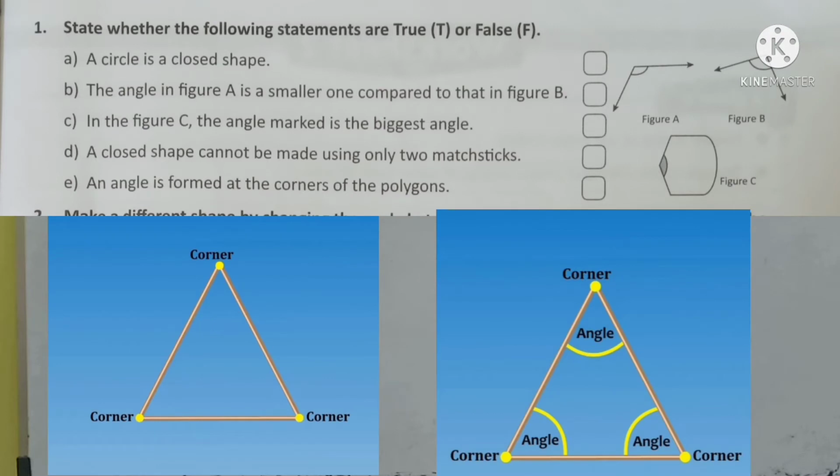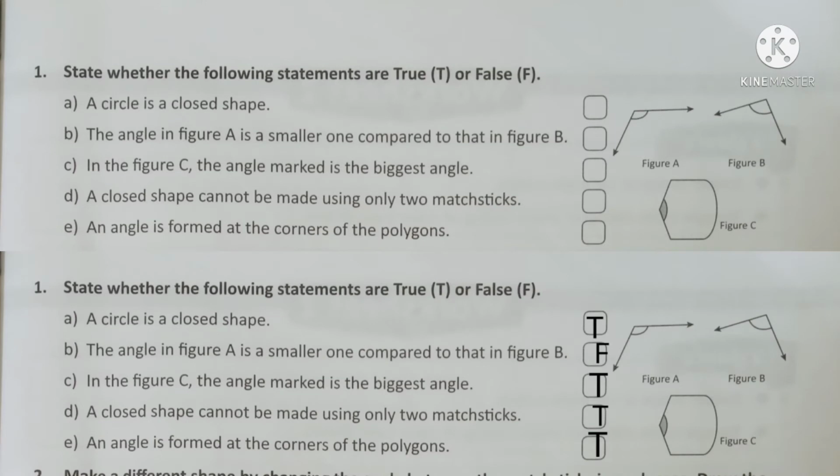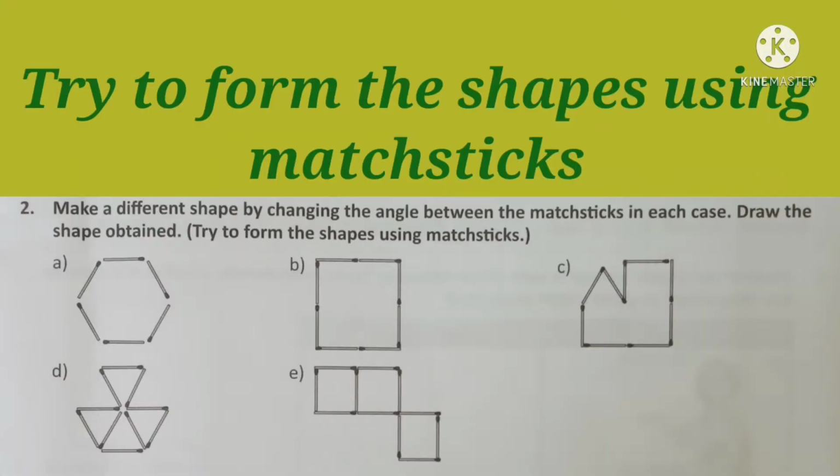E question. An angle is formed at the corners of the polygons. Yes, where there is a corner, there is an angle. So an angle is formed at the corners of the polygons. True. Second question, make a different shape by changing the angle between the matchsticks in each case. So using matchsticks, you can do it yourself.